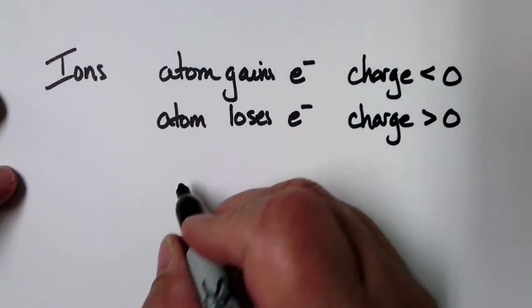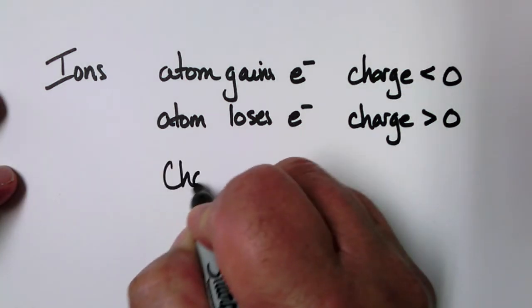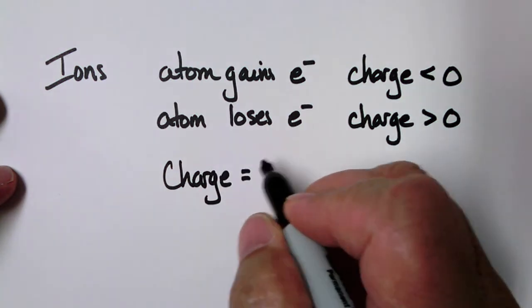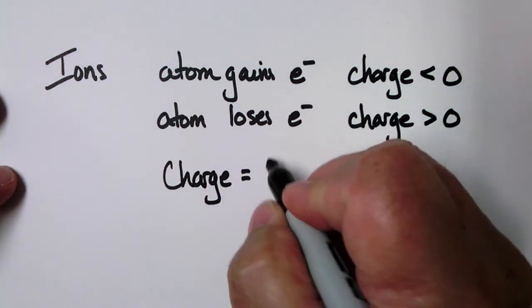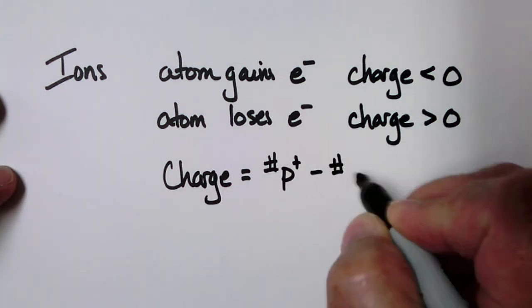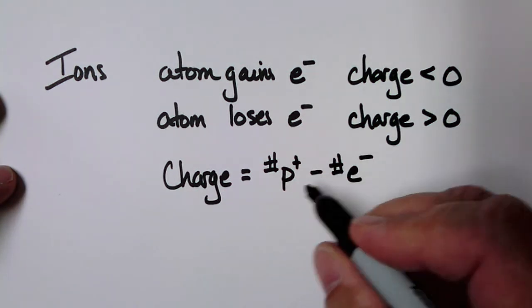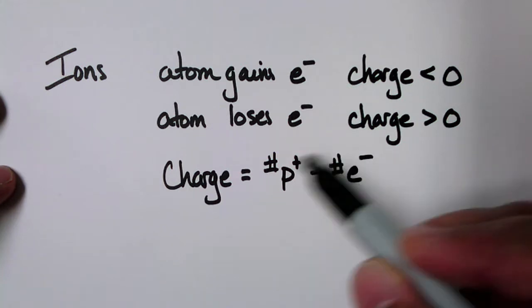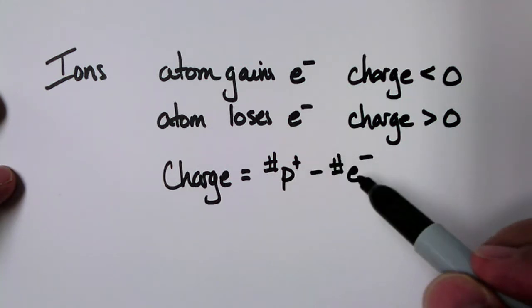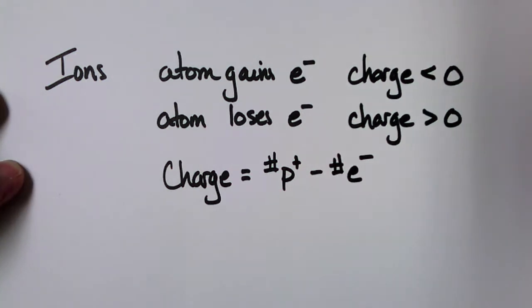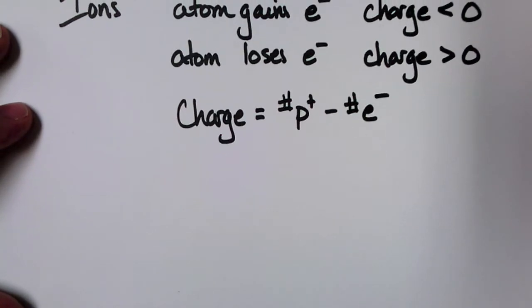We can find the charge by calculating the difference between the number of protons and number of electrons. So we put the number of protons first, we subtract from it the number of electrons, and that will give our charge the proper sign. If we have more protons than electrons, this number will be positive. If we have more electrons than protons, this number will be negative. Let's next consider an example of the type of problem you would be asked to do with this.